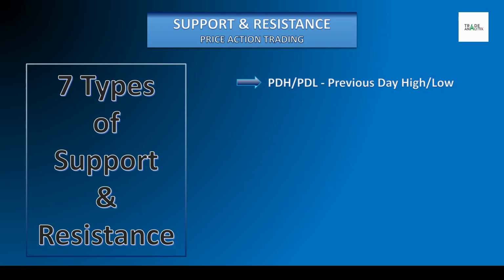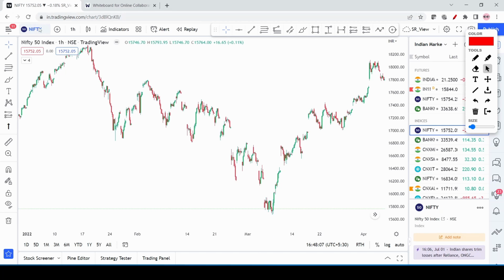Now what is the next type of support and resistance? Swing high and swing low. Again, Nifty's 1 hour chart. First we will understand what swing high and swing low are. Swing highs and swing lows are usually the turning points from where the market took a turn in a major trend. We can see minor trends, like multiple ups and downs, but the major turns are here.